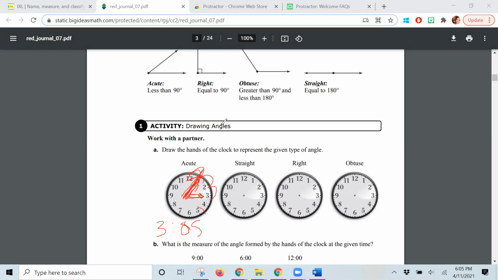So if it looked like this, that would be 3 because my shorthand's at the 3. And then my longhand's at the 9. 9 times 5 is going to give me 45. And so that would be at 3:45, and that would represent a straight angle. A right angle is going to go left and right.